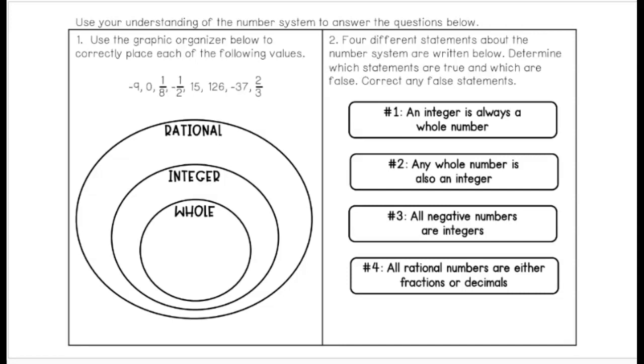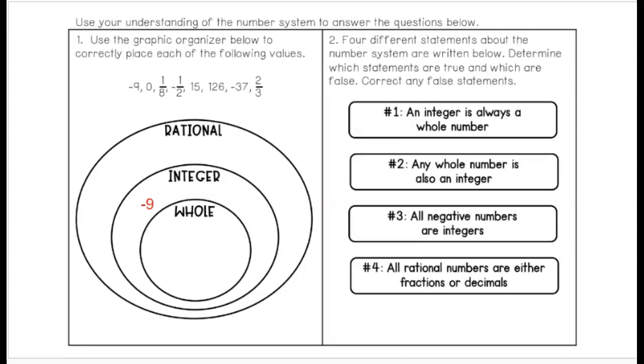The example in our notes says, use your understanding of the number system to answer the questions below. Number 1, use the graphic organizer below to correctly place each of the following values. -9. -9 is a rational number because we can place it over 1, but -9 does not have a part or a piece, only a negative sign. So -9 is an integer.